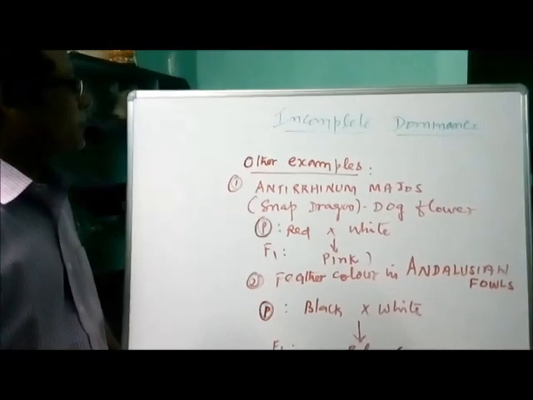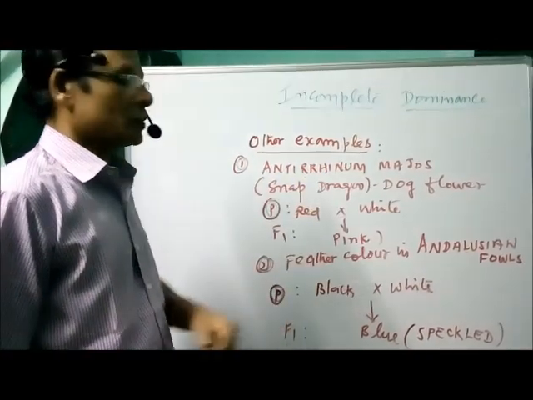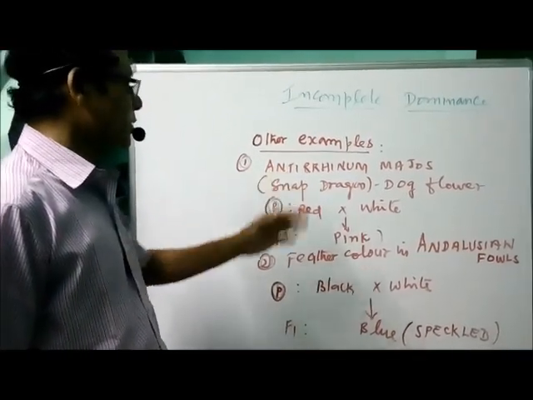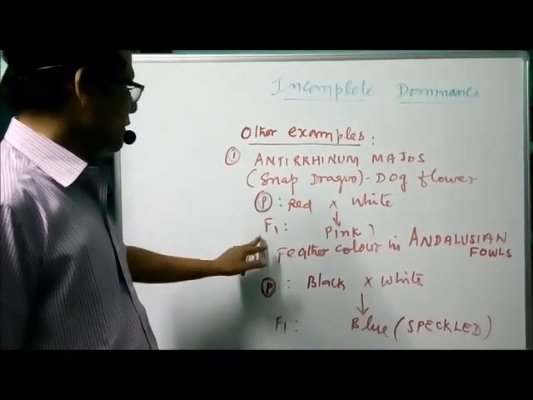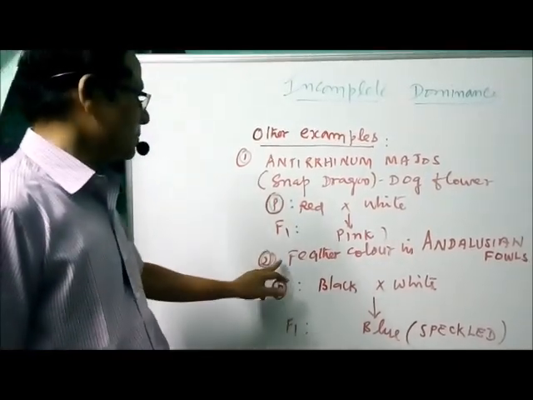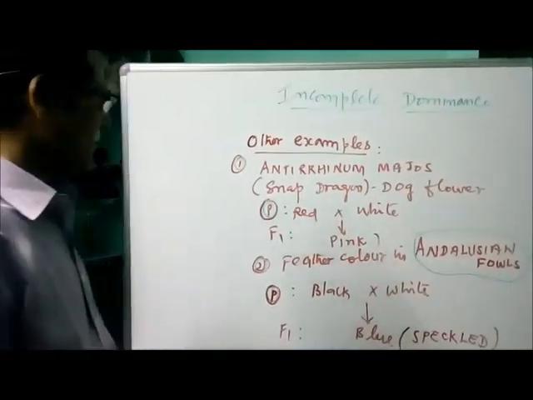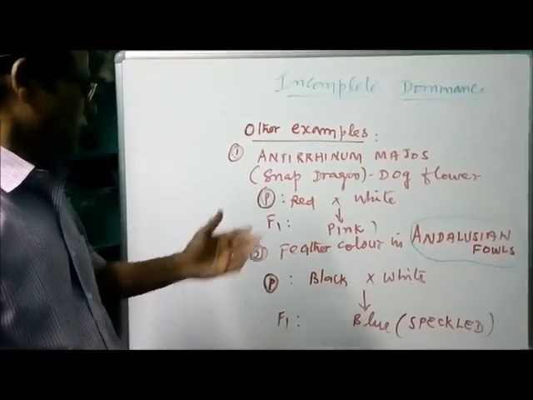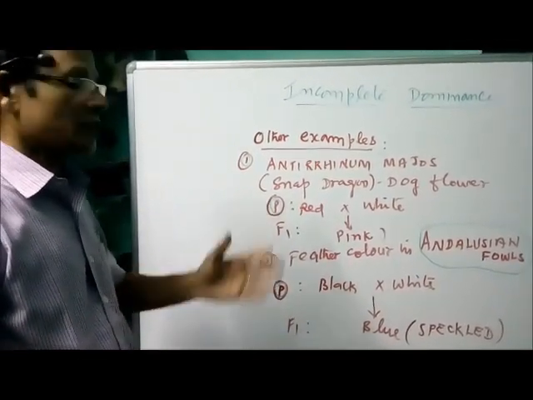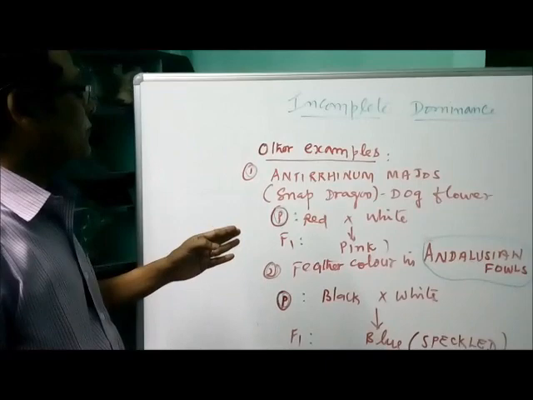What are the other examples of incomplete dominance? One is the plant by name Antirrhinum majus, normally called snapdragon or dogflower. Here also the flower colors are red and white, the parental varieties. When crossed, we get pink in F1, as in the case of the four-o'clock plant, with the same explanation. Now in the case of animals, there is a fowl variety called Andalusian fowl. This is a variety where the feather color is either black or white. When these two pure breeding parents were crossed, we got blue in the F1 generation, an intermediate color, otherwise called speckled type. So this is also another example of incomplete dominance.